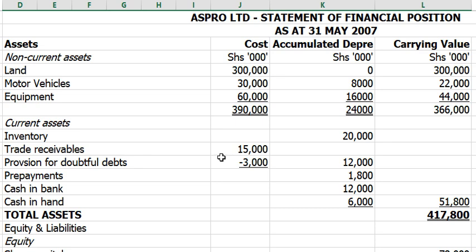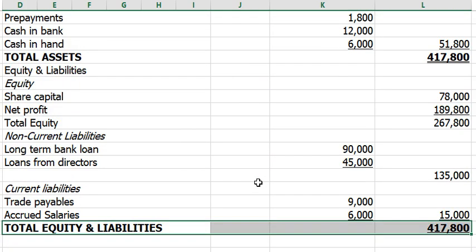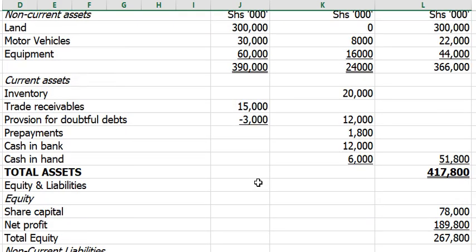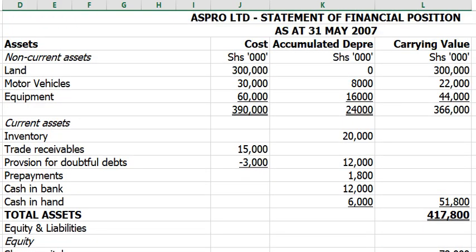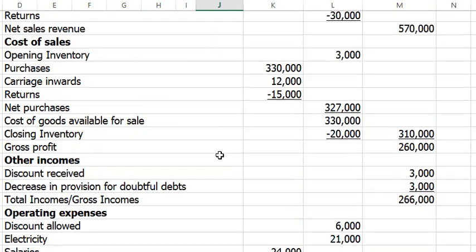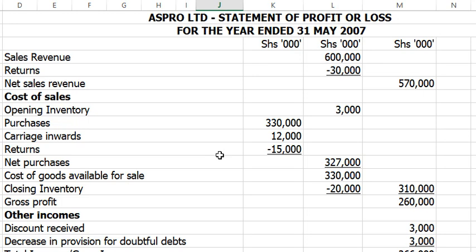In case you have questions, please feel free to add them in the comment section. I will answer them. We have seen how to come up with the statement of financial position, as well as how to come up with the income statement.